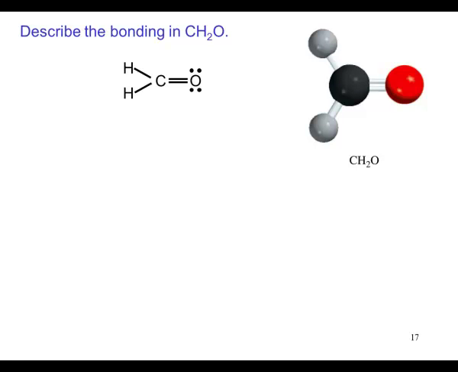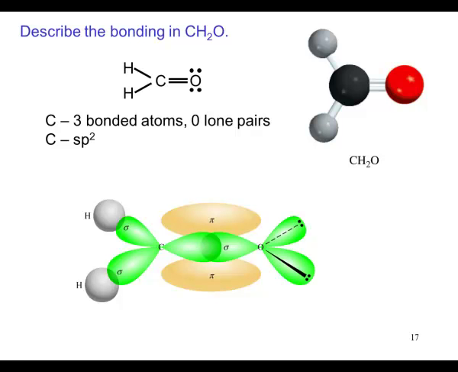Let's describe the bonding in CH2O. It's formaldehyde. Here's the Lewis structure. Here's a model. There are 3 bonded atoms and no lone pairs on the carbon. The carbon is sp2 hybridized. Here is a graphic showing the pi bonds and the sigma bonds.